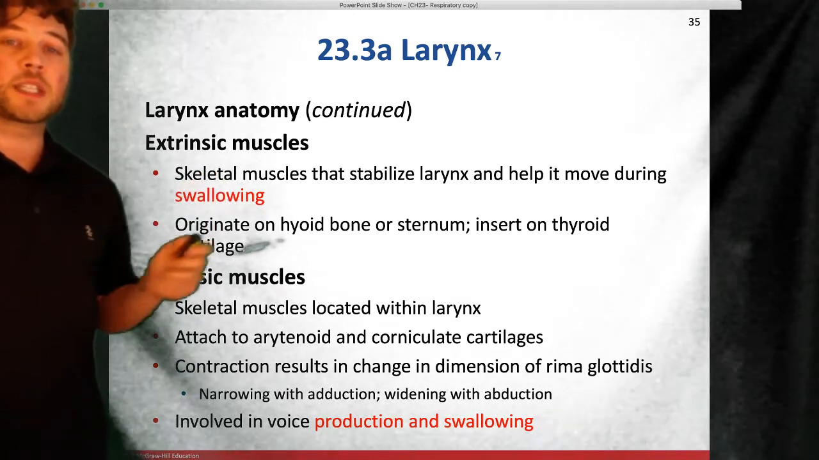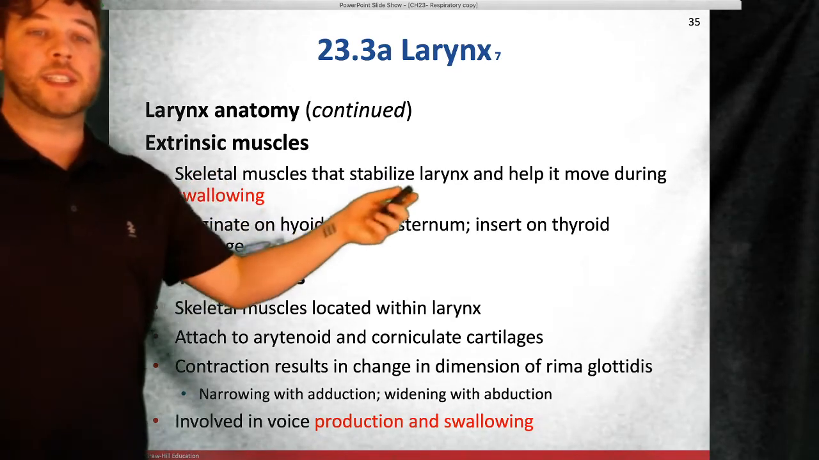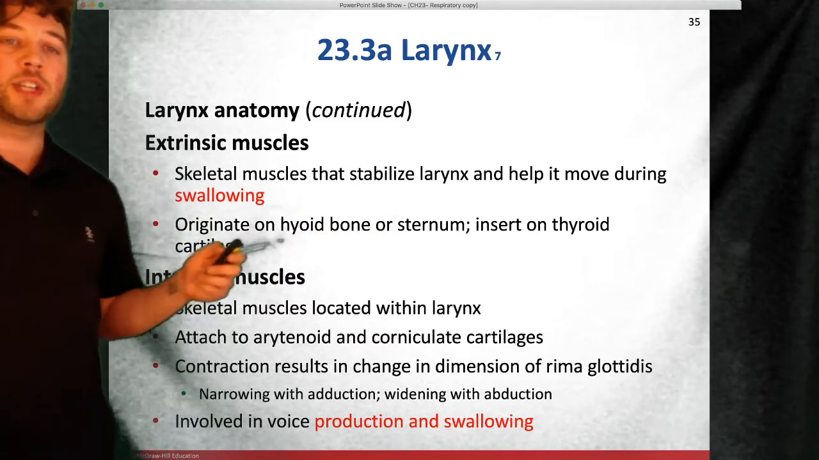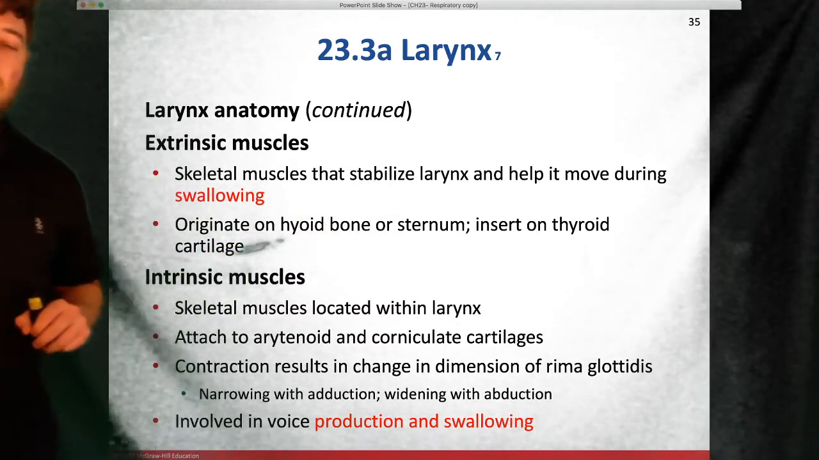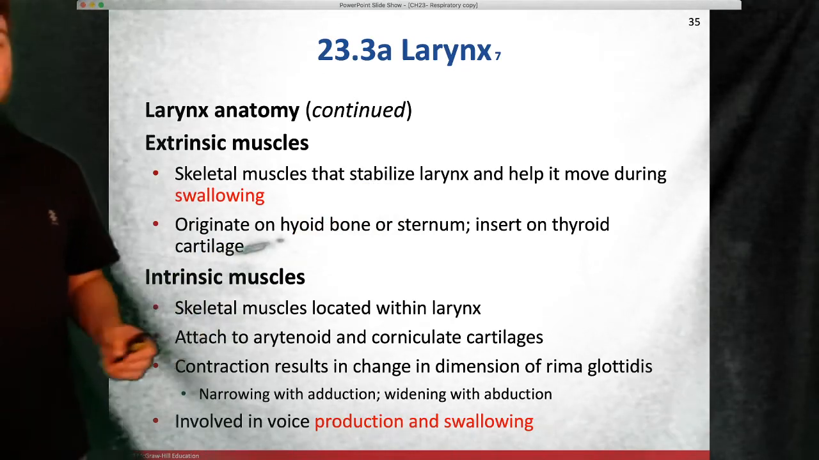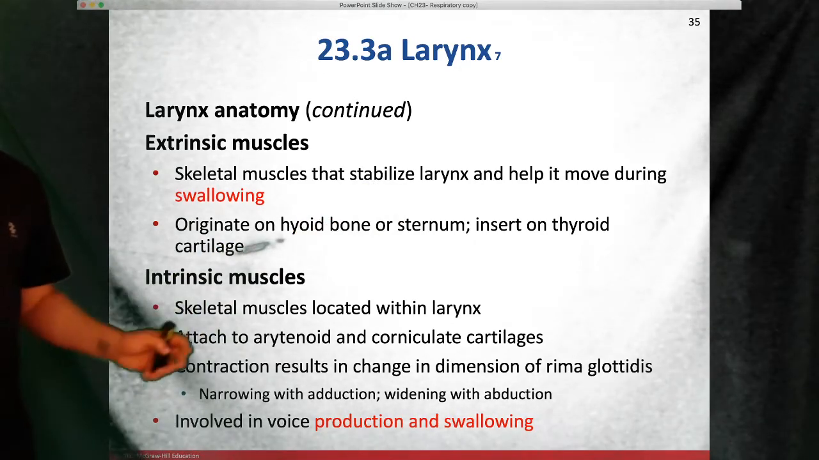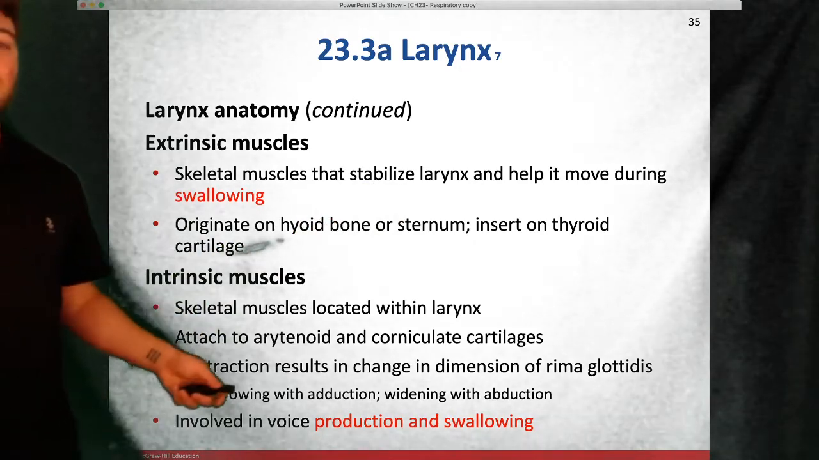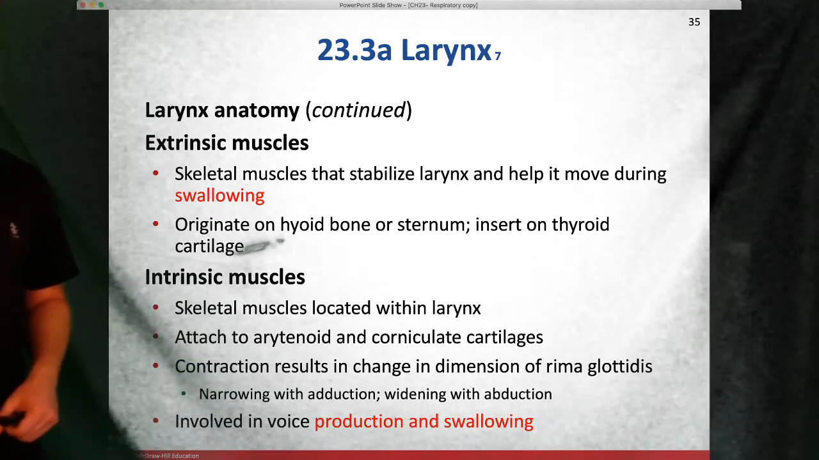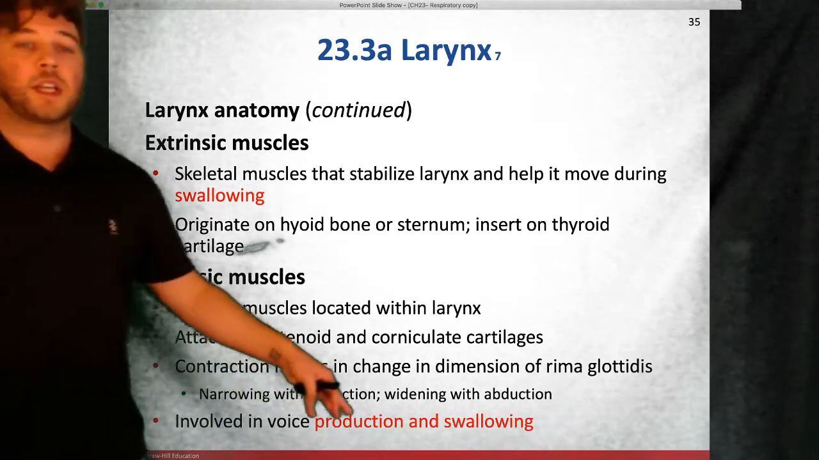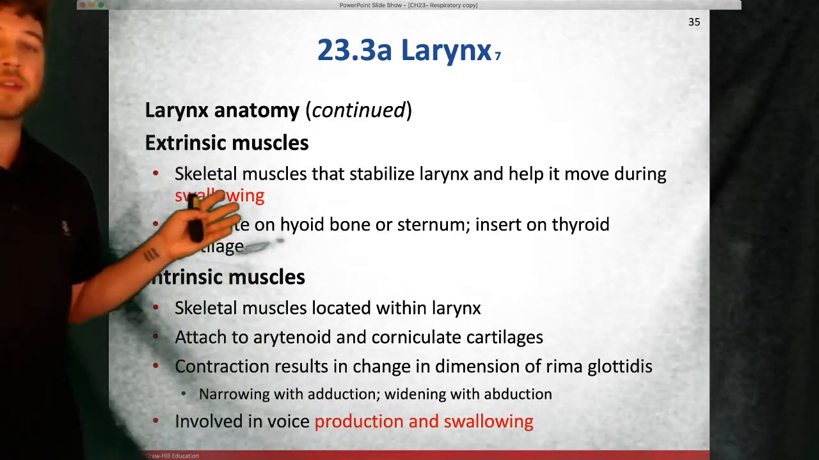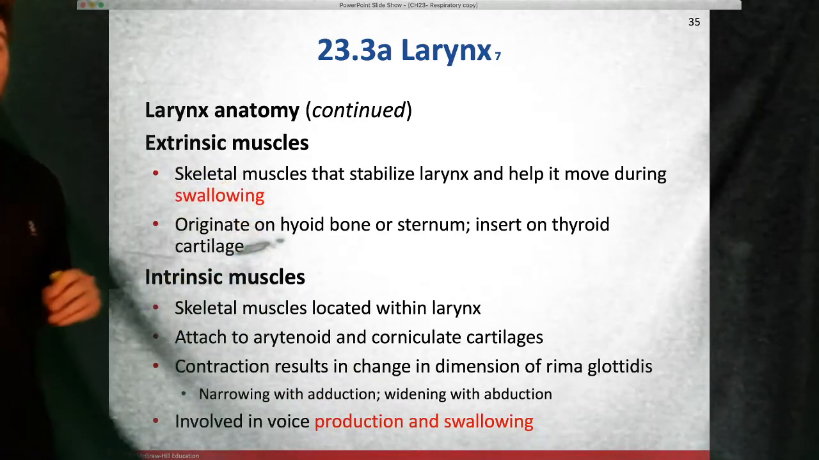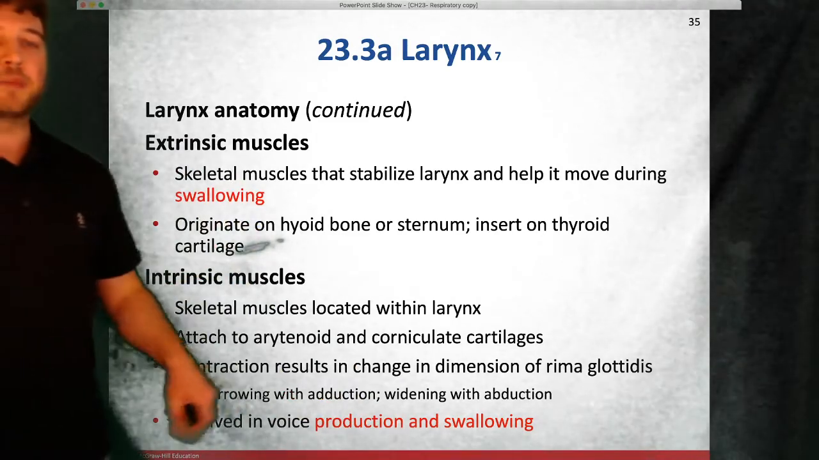Looking at the muscles, the extrinsic muscles stabilize the larynx and help move it during swallowing. They originate from the hyoid bone or the sternum and insert on the thyroid cartilage. Your intrinsic muscles, skeletal muscles within the larynx attached to the cartilages, contract and change the dimensions of the rima glottidis, involved in voice production and swallowing. So really, you should just know that extrinsic muscles are stabilizing and helping with swallowing. Intrinsic muscles are voice production and swallowing.